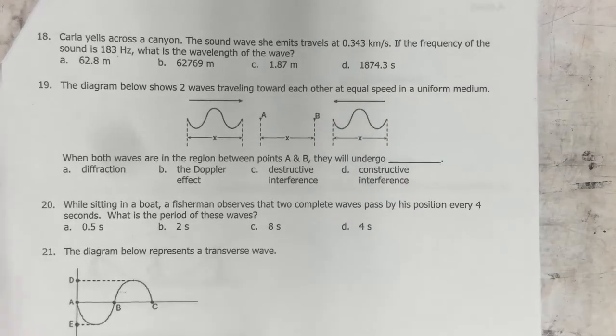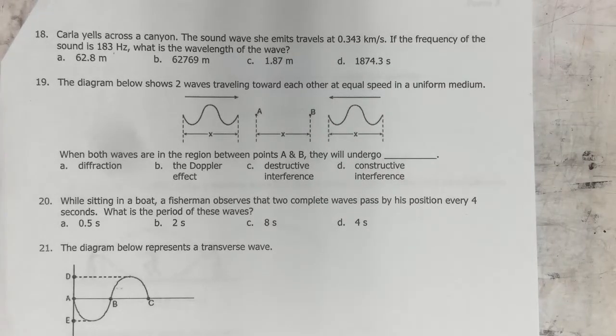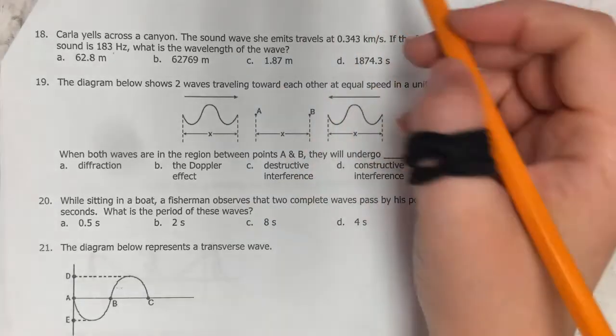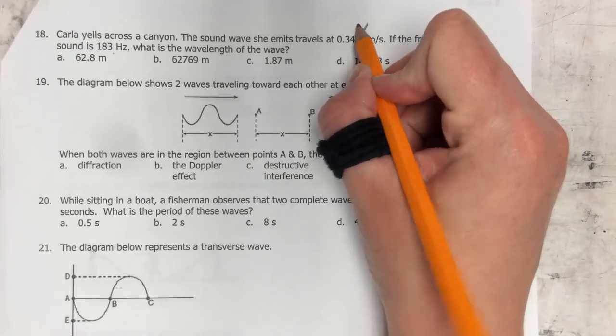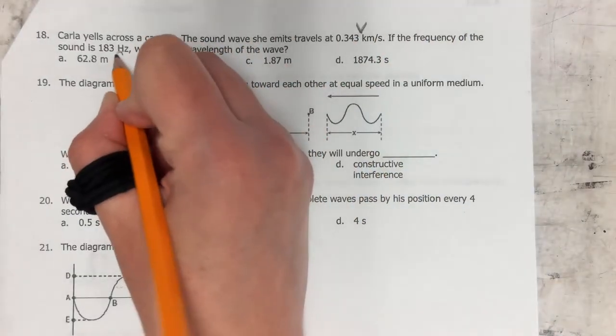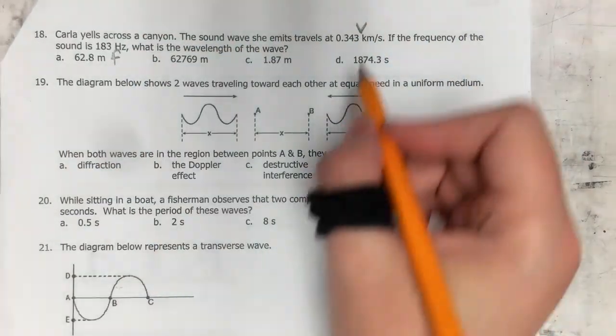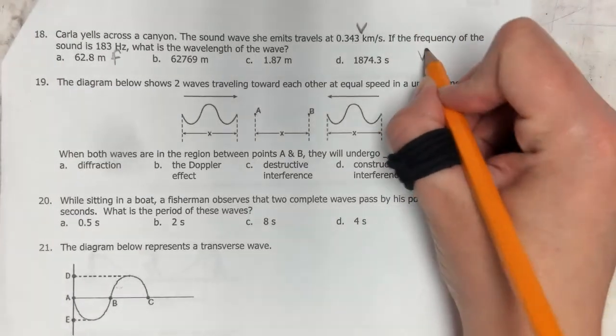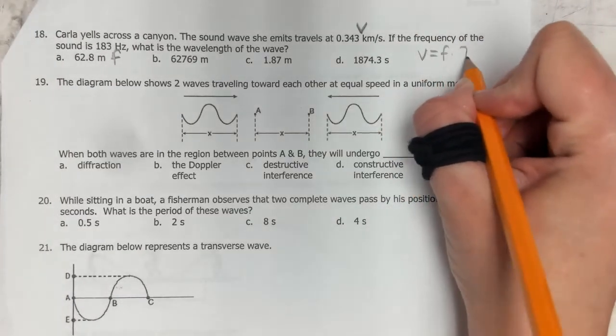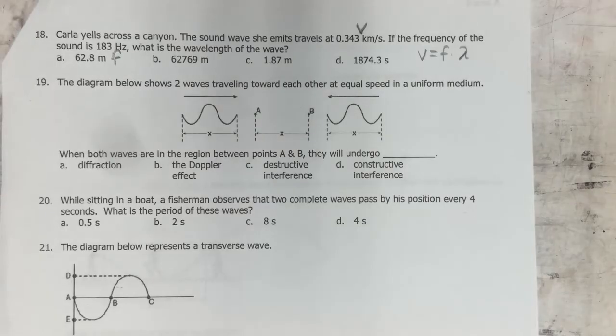Number 18 says Carla yells across a canyon. The sound wave she emits travels at 0.343 kilometers per second. If the frequency of the sound is 183 hertz, what is the wavelength of the wave? So again, we are looking for wavelength, and in the question we have velocity and we have frequency. With that, if I'm trying to find wavelength, I'm going to be using this equation, v = fλ, and I'm going to plug into it.